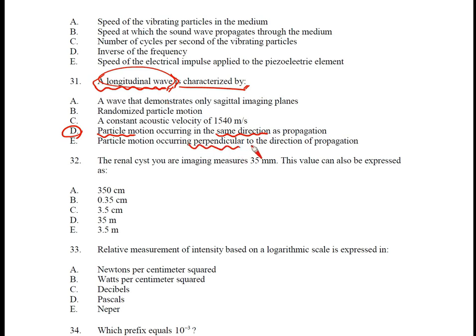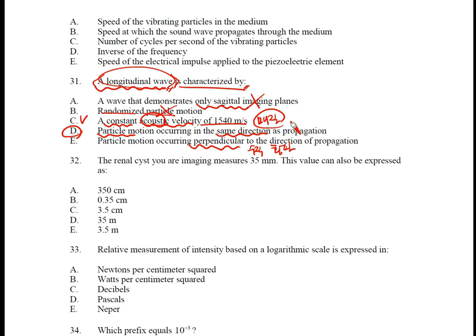On the other hand, movement that is perpendicular or vertical is related to the characteristics of a transverse wave, not a longitudinal wave. In the case of A mode, only sagittal images are produced. Yes, you can see that this is an incorrect option. Saying that it moves randomly is also unrelated and can be explained as such. Next, some people tend to get confused with option C. The acoustic velocity, or the speed of sound, is indeed 1540, but it does not remain constant. It can vary depending on the medium. Please remember this difference based on this sentence.